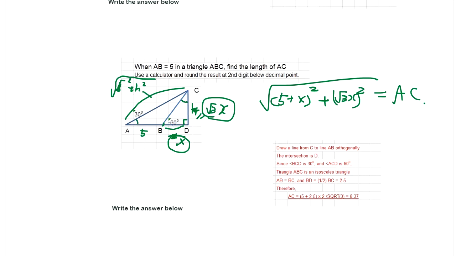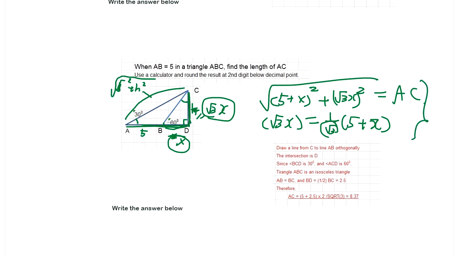This is 30. So you know DCA, square root of 3 x is going to be 5 plus x, right? Because this length divided by square root of 3 is going to be this. So you got the two equations, and you can solve x here and plug into the x here. Okay, I hope you're following.